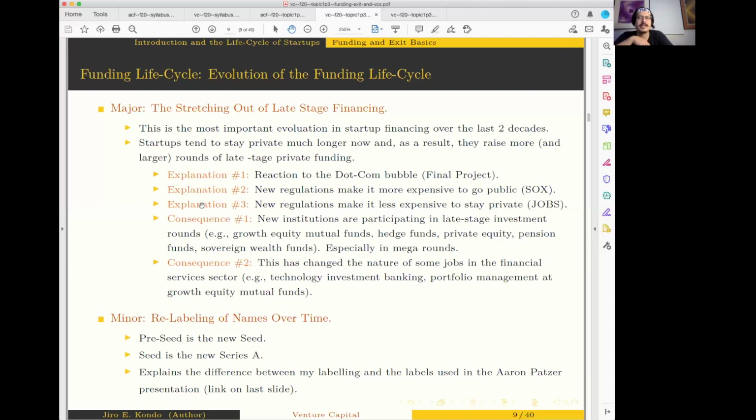Then the second consequence that I'll mention is not about the buy side, but more the sell side, right? So think about how investment banking has changed. What's been one consequence of a stretching out of the late private market? What do you think happened to overall IPO volume in terms of number of deals over the last 20 years? Went down. It didn't just go down a little bit, by the way. It went down a lot.